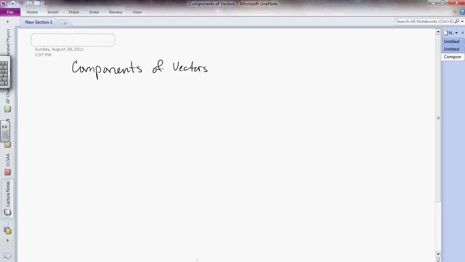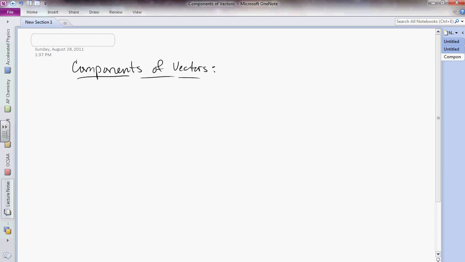Okay guys, so we're going to talk about components of vectors, and I think the first question that we should address is, why are we going to go through all this? We've already learned how to add vectors together graphically using a ruler and a protractor, and although this works just fine, it would be nice to have a method that is more mathematical in nature that will allow us to use a calculator without the need to use rulers and protractors, because it takes a while.